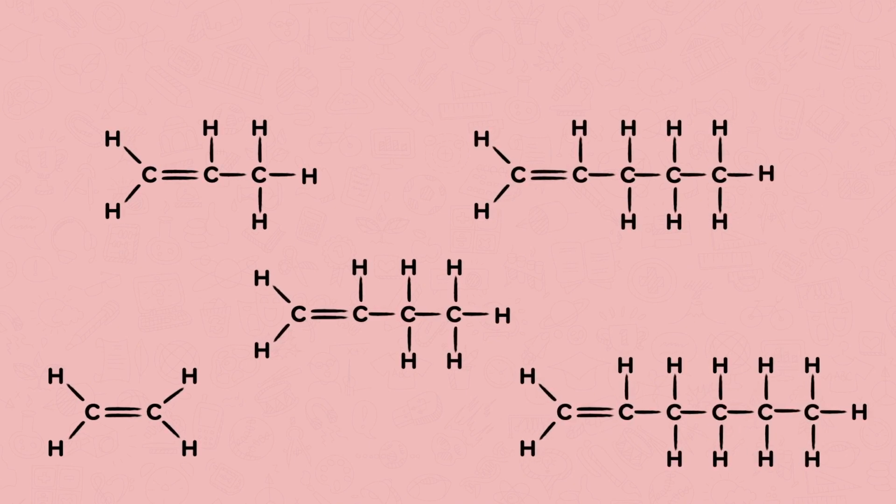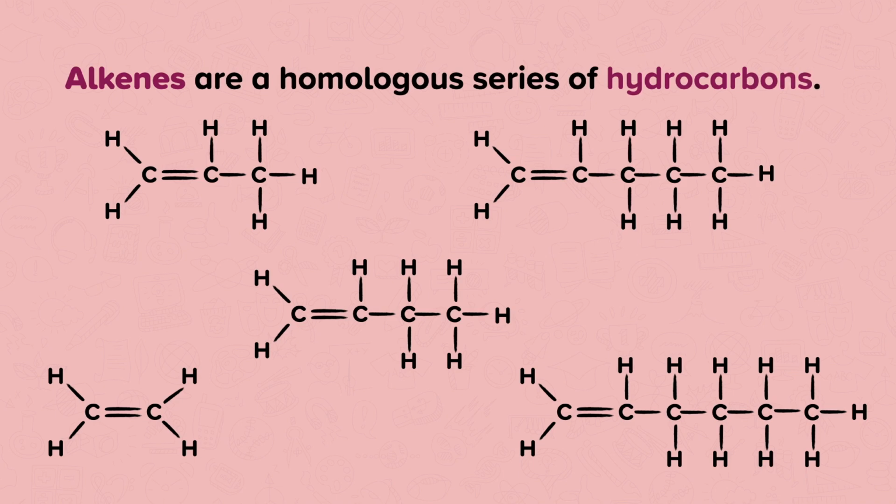A family of organic compounds with the same functional group is called a homologous series. Alkenes are a homologous series of hydrocarbons containing a carbon-carbon double bond. A homologous series has similar chemical properties and trends in their physical properties, and differ from each other by an extra carbon atom and 2 hydrogen atoms. Therefore, alkenes vary by the length of their carbon chain.